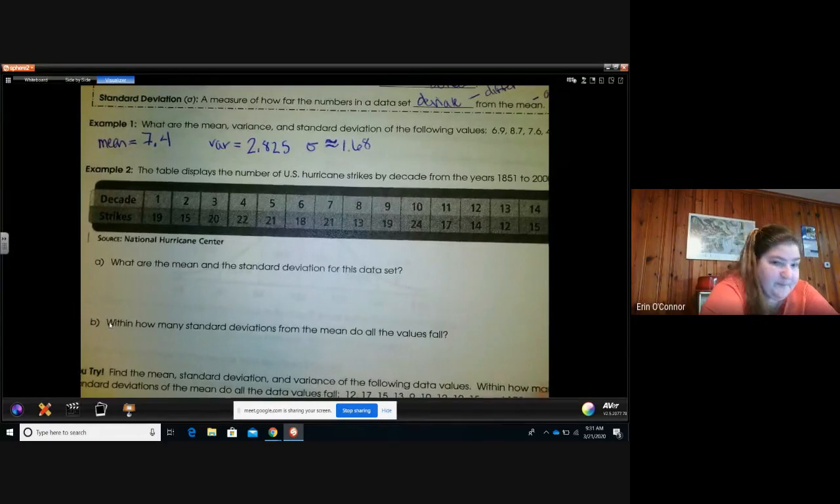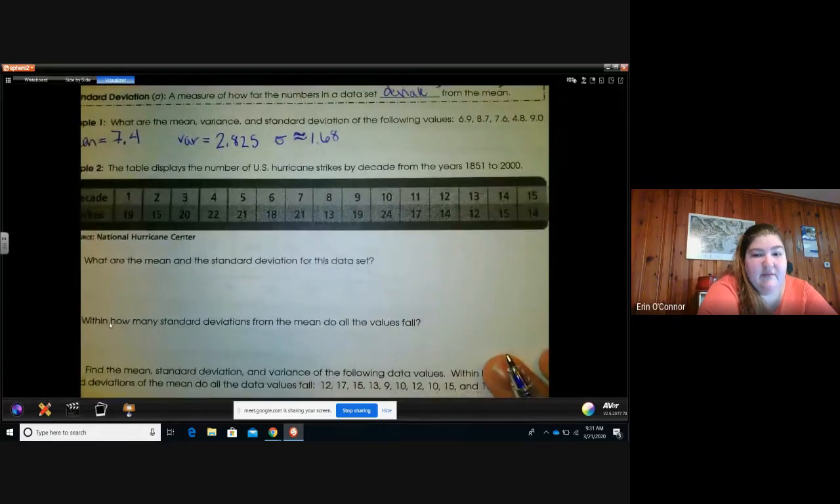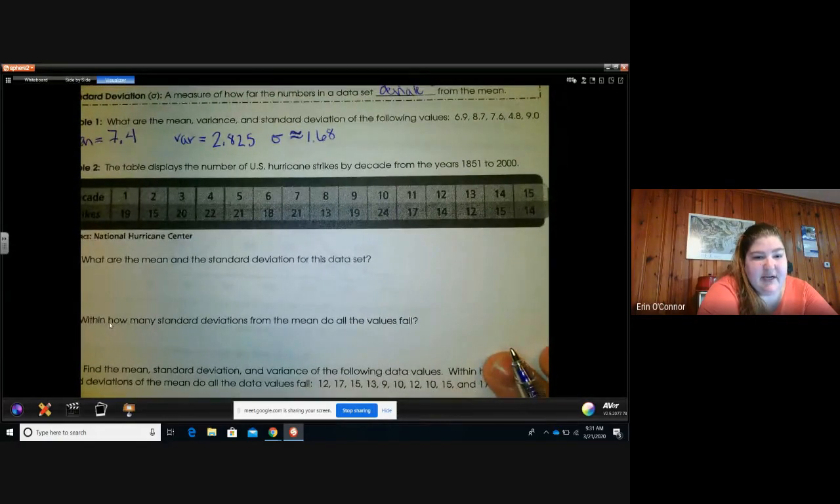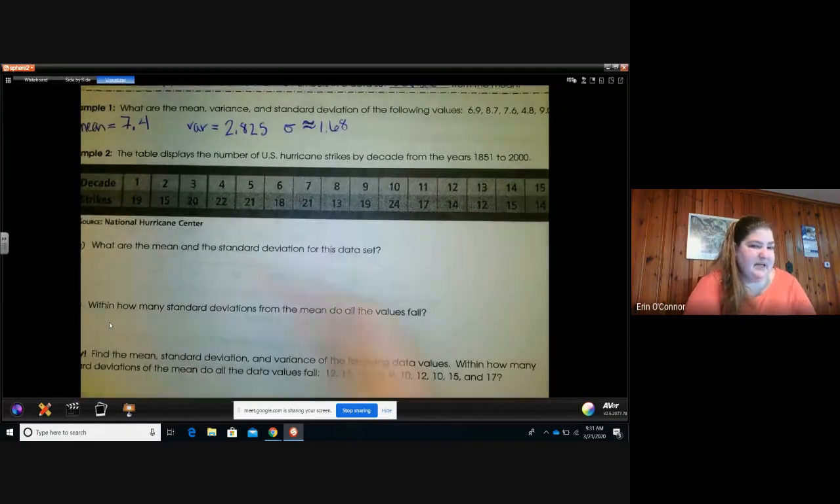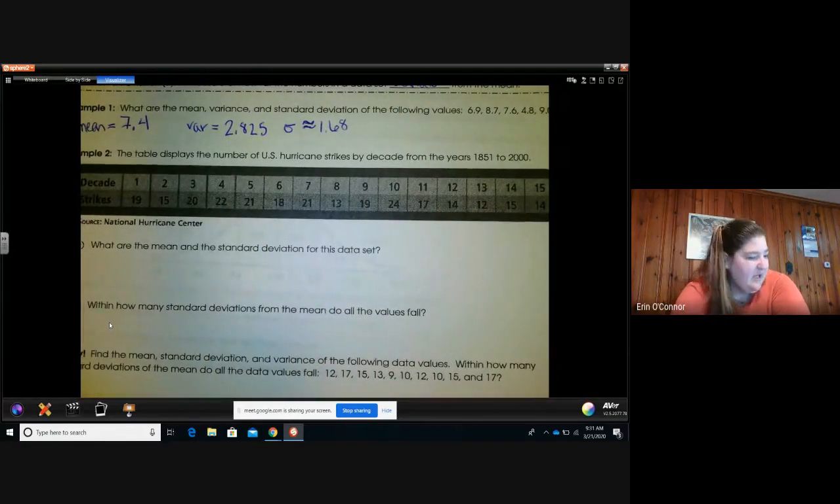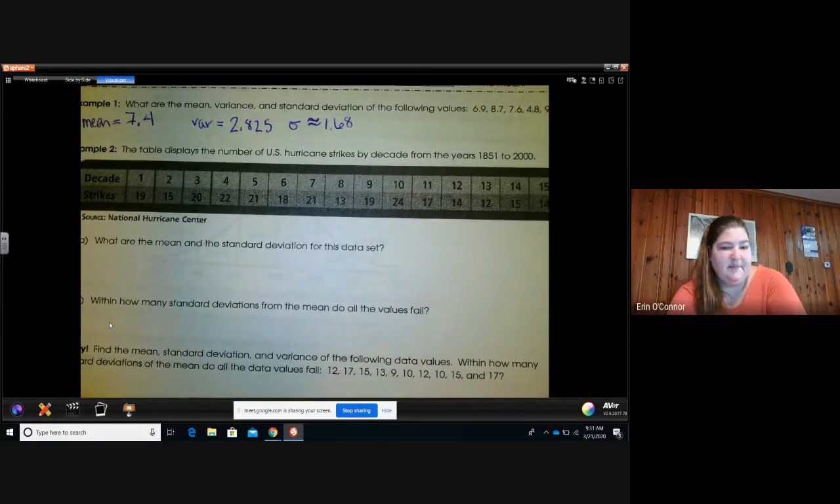So example 2. The table displays the number of U.S. hurricane strikes by decade from the years 1851 to 2000. So here are the strikes right here. And that's going to be our list because the decades are important, but they don't really help us know anything. So make note of that list. We're going to put it into Desmos. We need to find the mean and standard deviation of this data set.